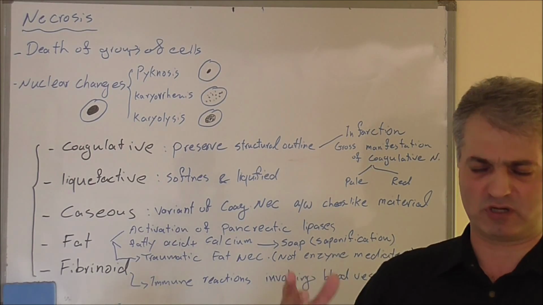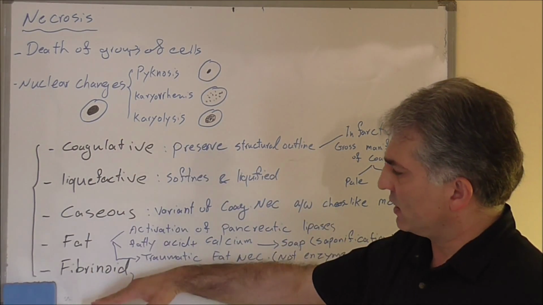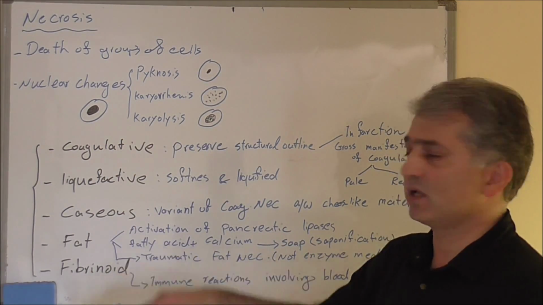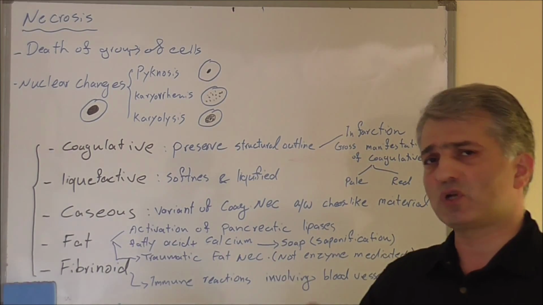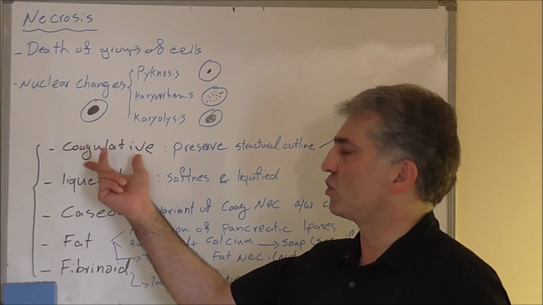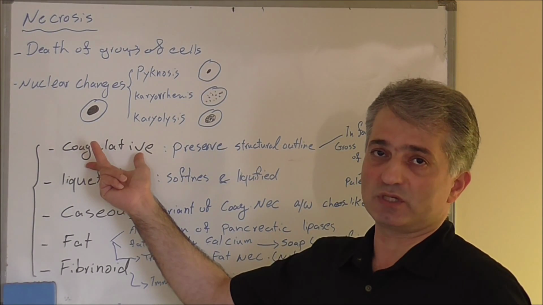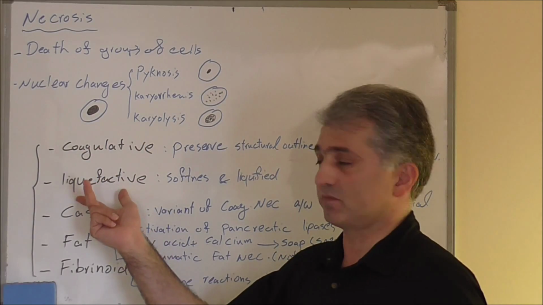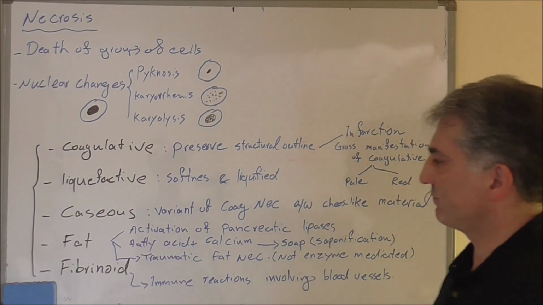By the way, in general we are going to define many types of necrosis, but for nearly all of the organs in the body, we will see mostly the coagulative type of necrosis. Except for the CNS, the brain, where we will see liquefactive.